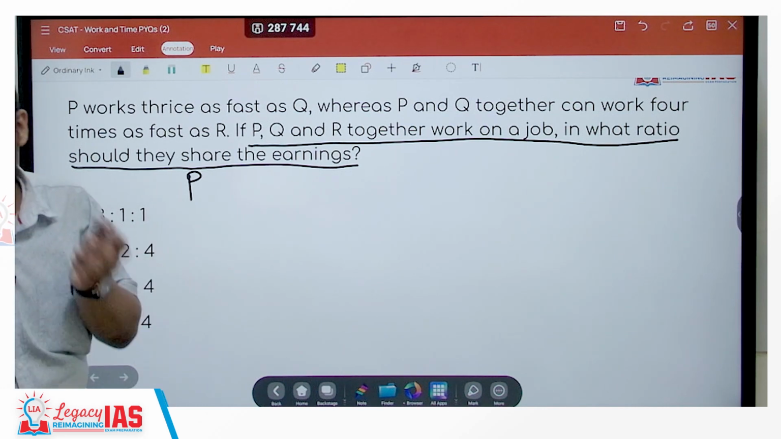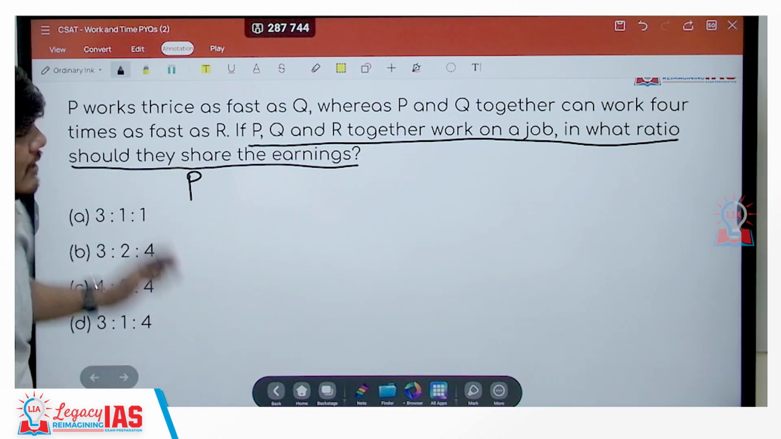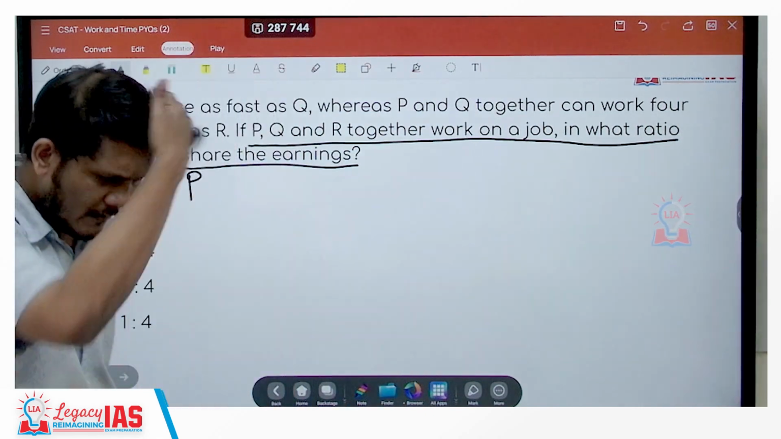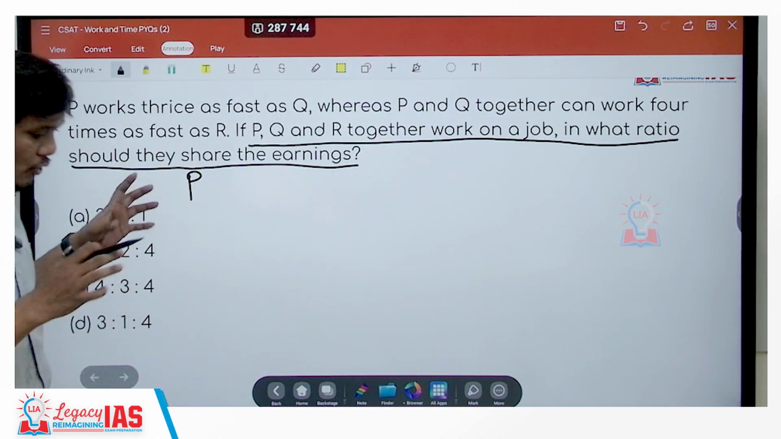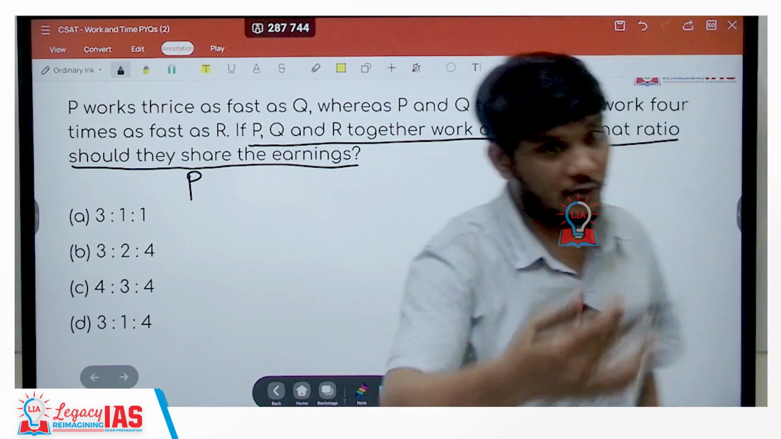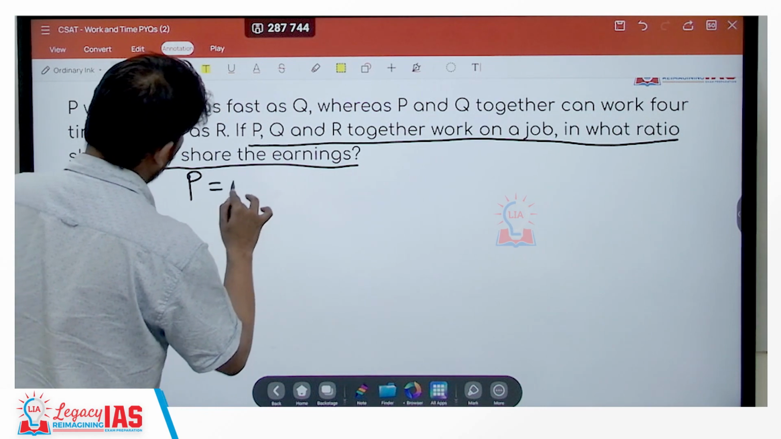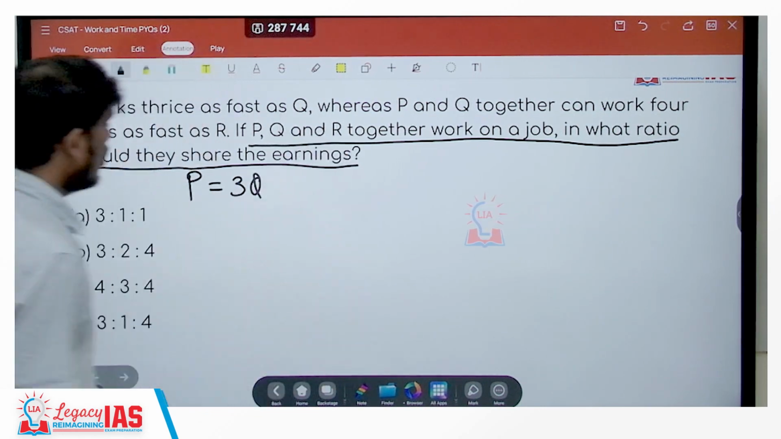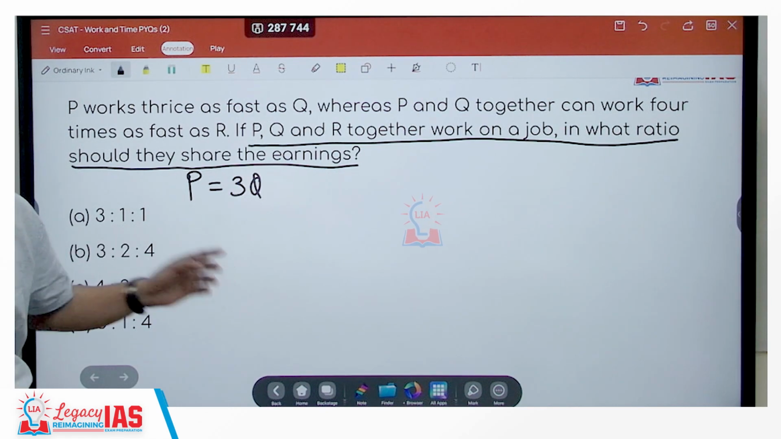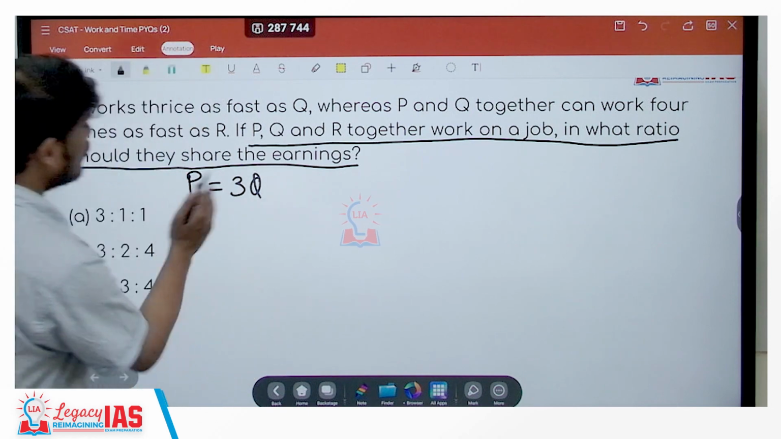If P works thrice as fast as Q, that means P will take three times less time, because P is working 3 times faster. So if P is working 3 times faster and they are doing a job together, starting together and finishing together, what will happen? They should not be paid the same. P should be paid 3 times more than Q, because P is 3 times faster than Q, right? So the ratio of payment should be 3:1.